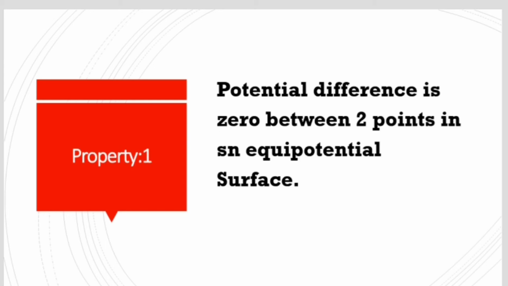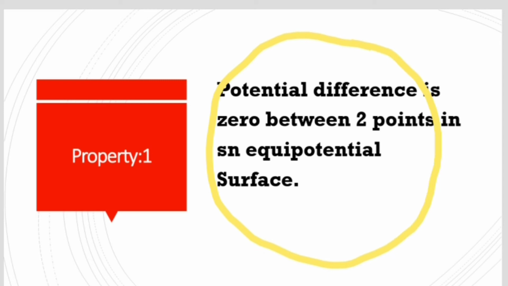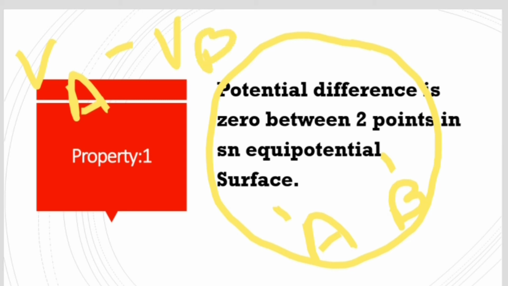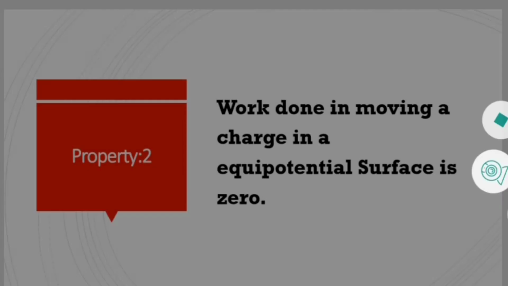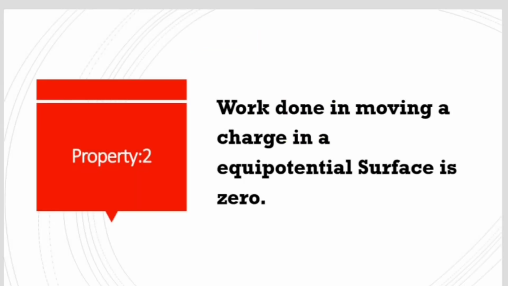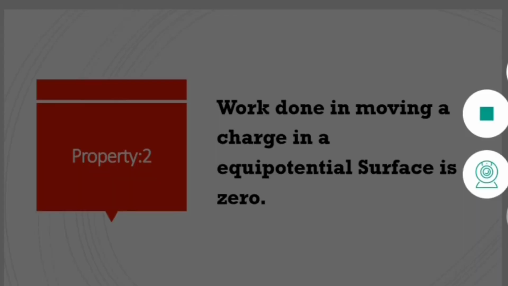Okay, next is about the properties. So we will discuss 4 properties here one by one. First property is, see, suppose this is an equipotential surface. Here you have point A, consider it as VA, and here it is VB. This is point A, this is point B. Now if the potential at point A and at point B are equal, then what will be the difference? 0, right? So here it is written that the potential difference is 0 between 2 points on the same equipotential surface. Okay, so this is our first property. This is a very easy one.